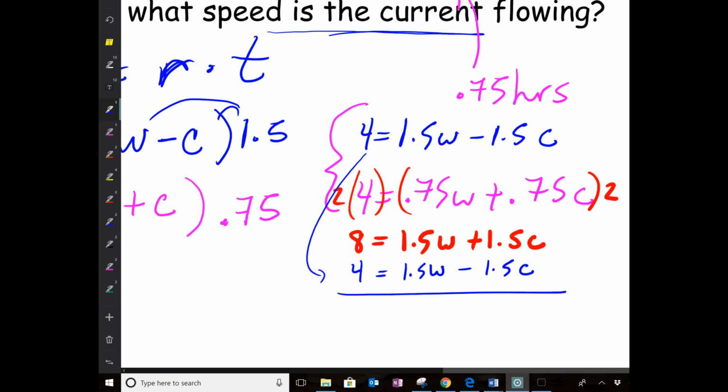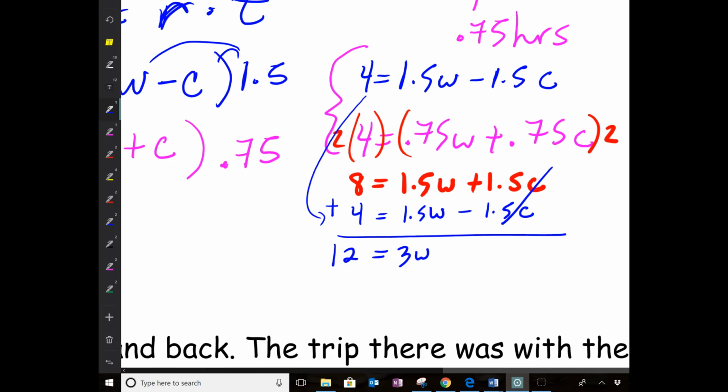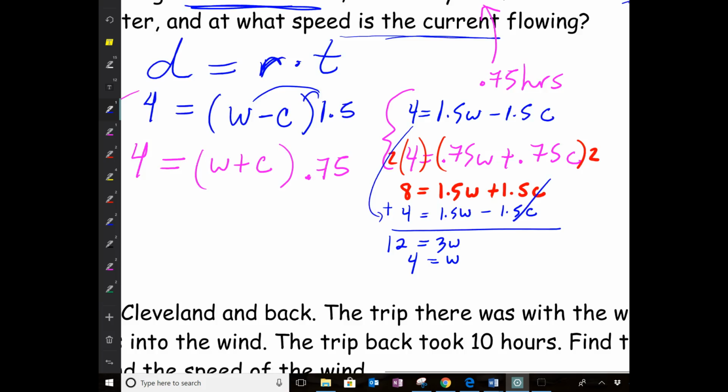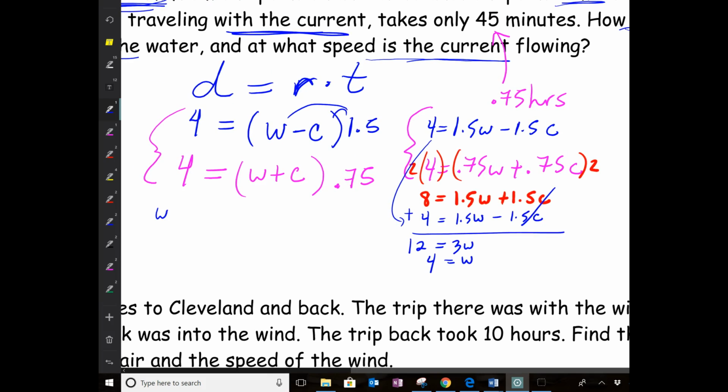And we know with the process of elimination, you add straight down. So 8 plus 4 would give me 12. 1.5 plus 1.5 is 3. C is well eliminated. So divide by 3, and I would have W is equal to 4. What does W stand for? The woman's rate. So what's the woman's rate? Yep, 4 miles per hour.